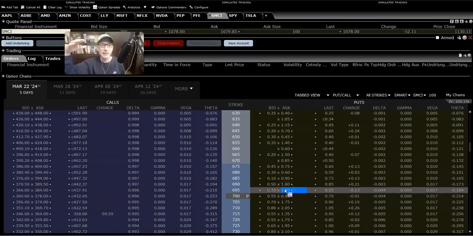Now if SMCI doesn't come down to $700 by Friday, you keep your $70, but you don't get to buy the shares at all. And you just move on to the next trade.